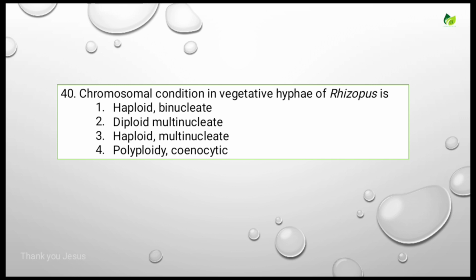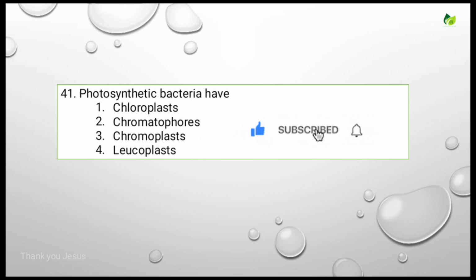Let's see the next question. Chromosomal condition in vegetative hyphae of Rhizopus is. Options are haploid binucleate, diploid multinucleate, haploid multinucleate, polyploid coenocytic. The correct answer is haploid and multinucleate. Let's see the next question. Photosynthetic bacteria have. Options are chloroplast, chromatophores, chromoplast, leucoplast. Actually, photosynthetic bacteria contain chromatophores, which are pigmented and membrane-associated vesicles. So they perform photosynthesis in photosynthetic bacteria.